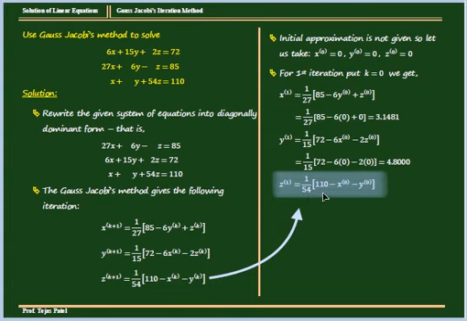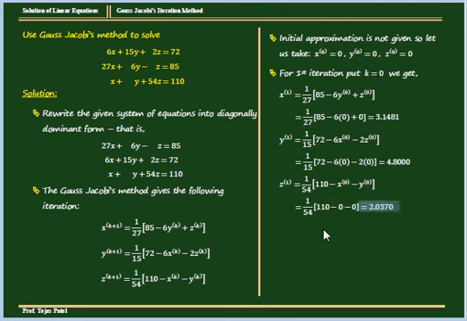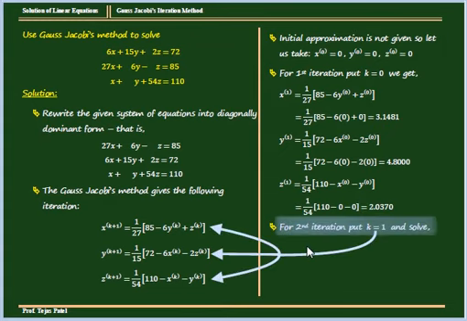upon 54 110 minus x0 minus y0. Again we can see that x0 is 0 and y0 is 0, so substitute this value in this equation and solve this, we get 2.0370. So z1 is 2.0370. Now similarly for second iteration, put k equal to 1 in the iteration formula and solve.